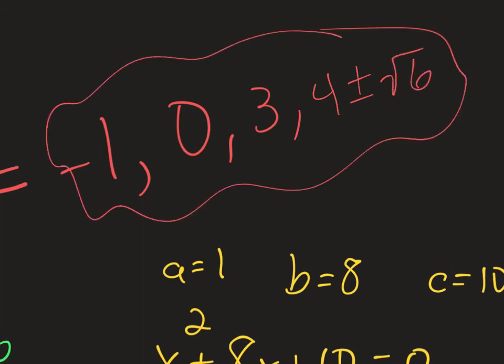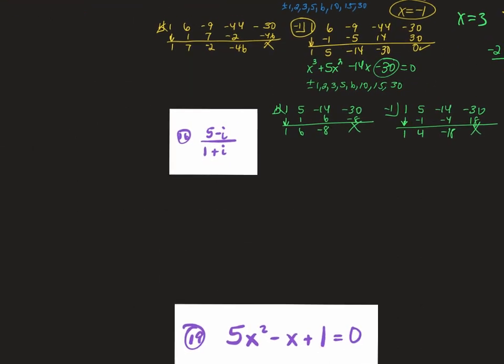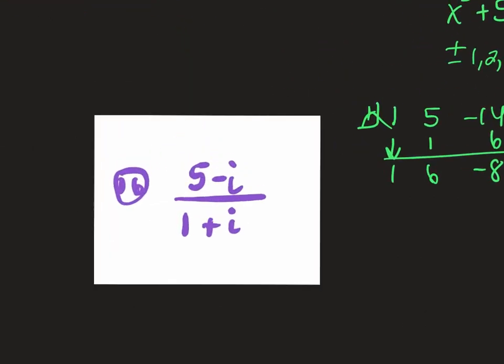Okay, now we come down here and we're talking about dividing. We cannot have i's in the denominator. So we need to get the i's out of the denominator. We would multiply the top and bottom by the complex conjugate. It would be 1 minus i. What you do to the bottom, you do to the top.